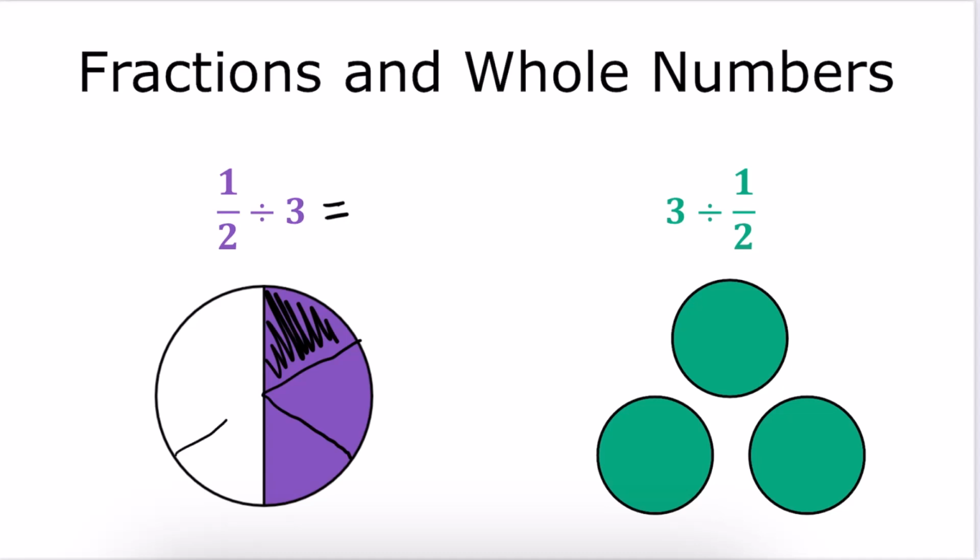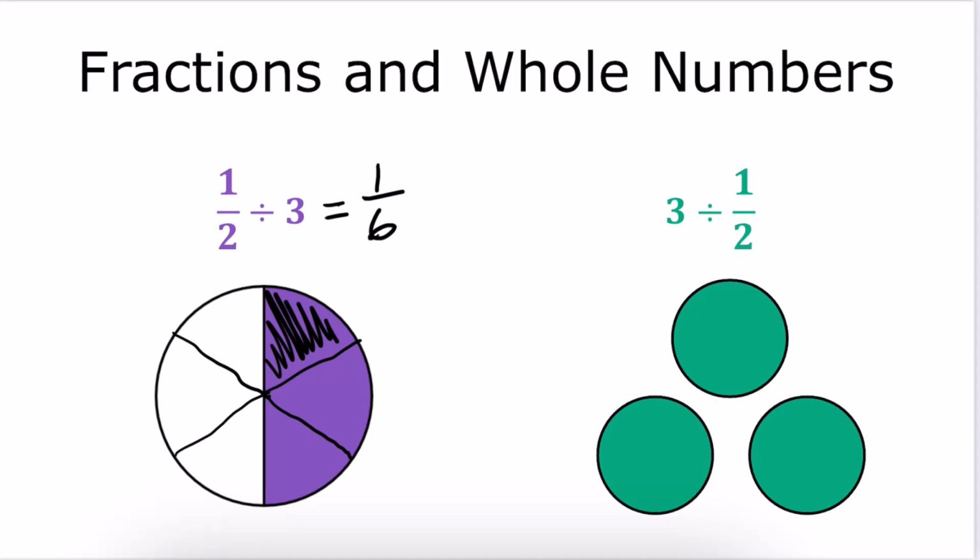And if I split the other half into the same size of pieces, it looks like this is 1/6. If I do the other one where I have 3 divided by 1/2, I don't want to divide this into a half of a group because that concept is kind of hard to think about.